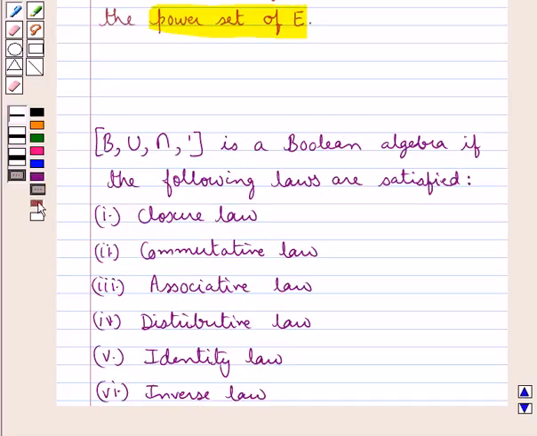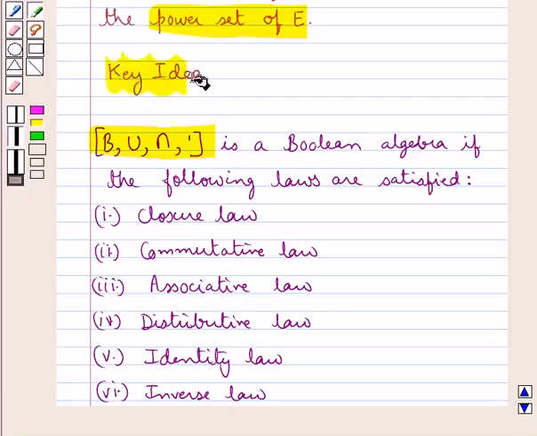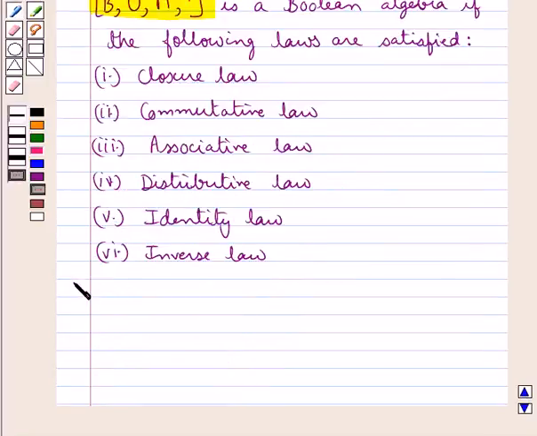So if all these laws are satisfied, then the given system is a Boolean algebra. This is the key idea that we use in this question. Let us now proceed with the solution.